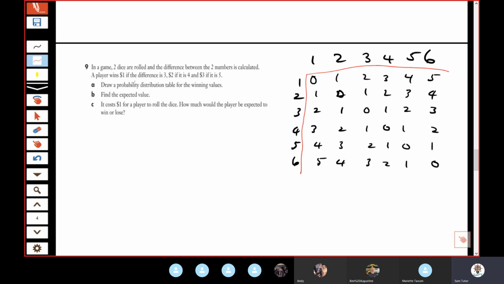A player wins $1 if the difference is 3. Okay, so maybe the same as before. $1, the difference is 3. So that occurs 1, 2, 3, 4, 5, 6. So $1, 6 out of 36 times. $2 if it is 4. So 2, 3, 4. 4 out of 36. $3 if it is a 5, so 2 out of 36.